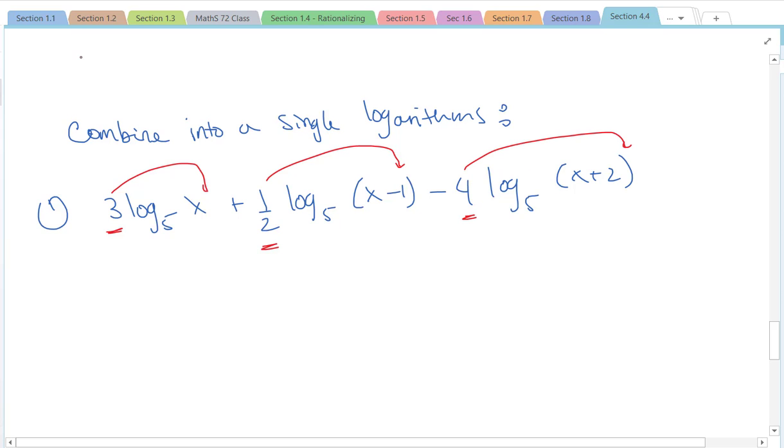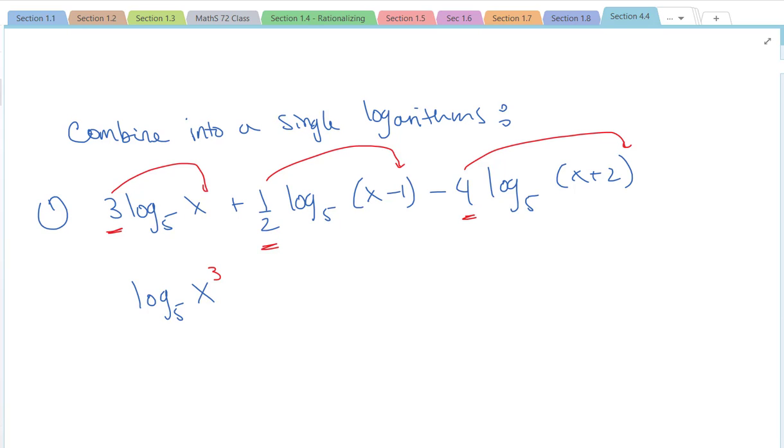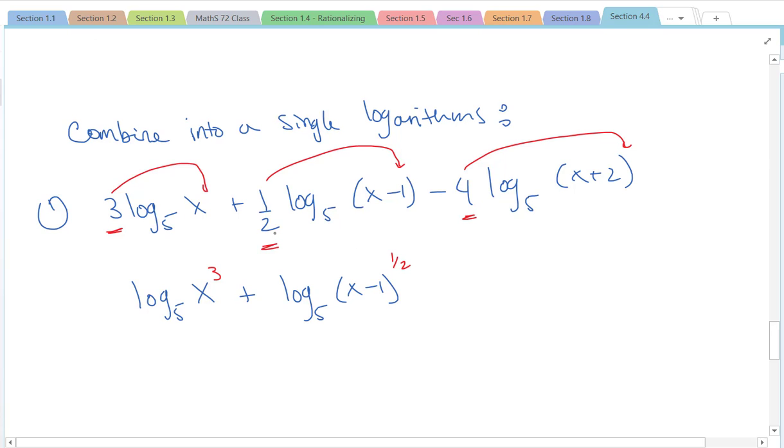So we're going to do that part first. So this is going to become the log base 5 of x to the 3rd power. So that coefficient becomes an exponent to the x, plus log base 5 of, now this is a quantity, x minus 1, so the x minus 1 to the 1/2 power. So this coefficient becomes an exponent, minus log base 5 of x plus 2 to the 4th power. So the coefficients become the exponents.